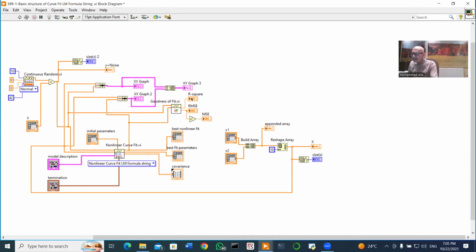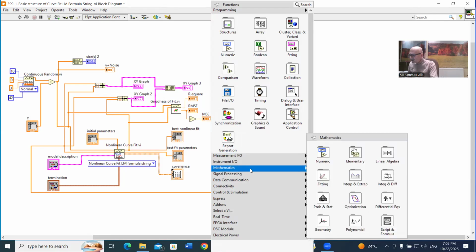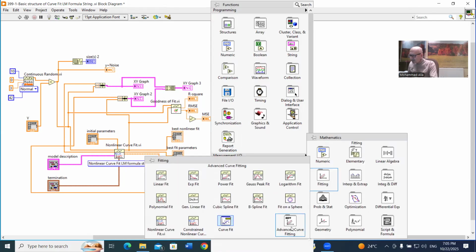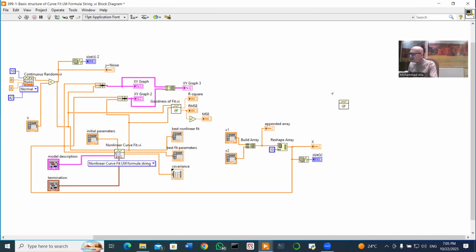You can change it, of course, by changing the initial parameters. So, as you see here, I use the goodness of fit function. How to find it is also not difficult. I told you before, you go to mathematics, you go to fittings, you go to advanced curve fitting, and here you select goodness of fit. And you connect it as I have done here.